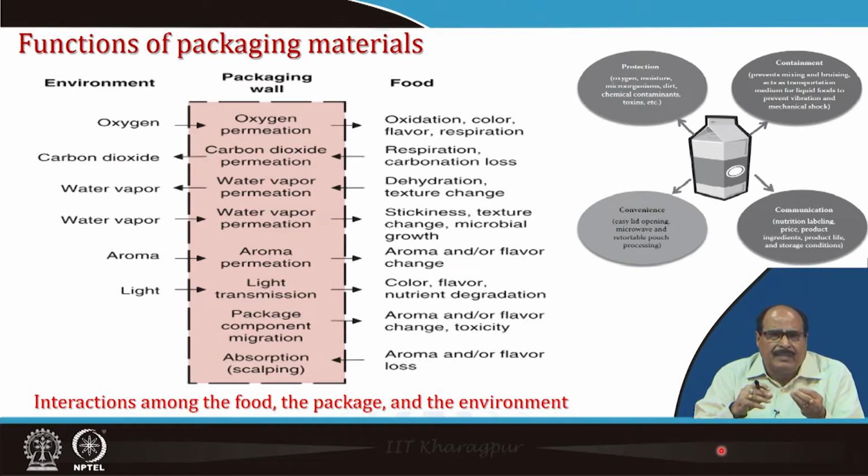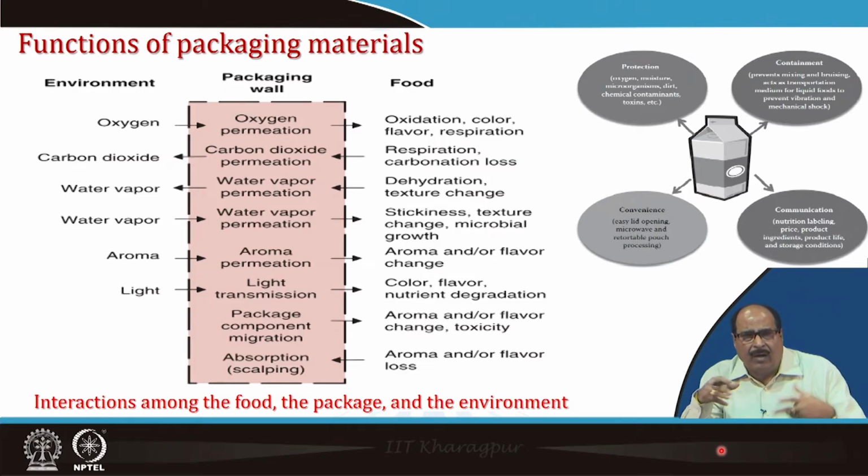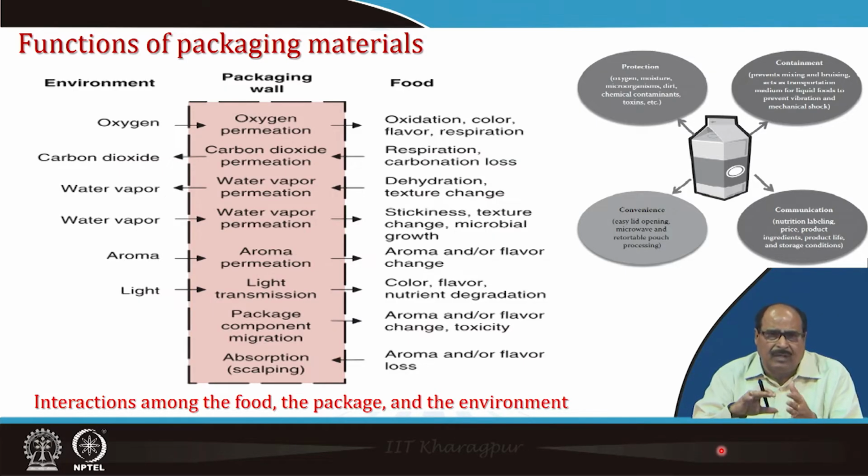The packaging material should have good oxygen permeability, carbon dioxide permeability, and then water vapor permeability. When the food is a dehydrated food in a package, sometimes we want that it should not regain moisture or should not lose moisture. Similarly, aroma penetration: if the packaging material does not have the desired permeability to aroma compounds, it may allow the penetration of aroma from outside, or it may allow the loss of aroma from the food.